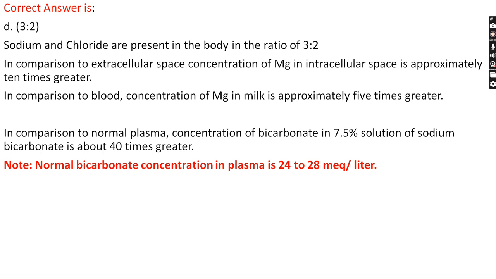In comparison to the extracellular space, the concentration of magnesium in the intracellular space is approximately 10 times greater. In comparison to blood, the concentration of magnesium in milk is approximately 5 times greater. In comparison to normal plasma, the concentration of bicarbonate in a 7.5% solution of sodium bicarbonate is about 40 times greater.